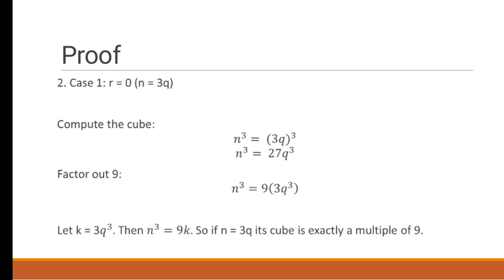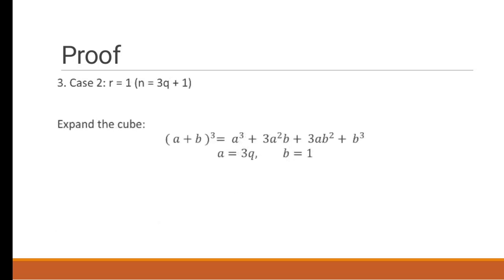Hence, in this case, let k is equal to 3q cubed, then n cubed will be equal to 9k. So if n is equal to 3q, its cube is exactly a multiple of 9. Now let us proceed to case 2.